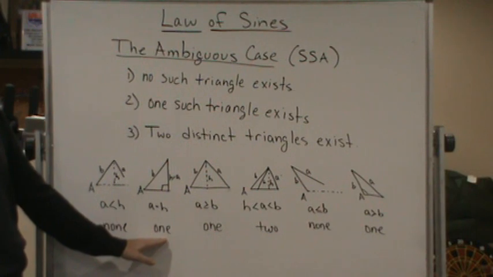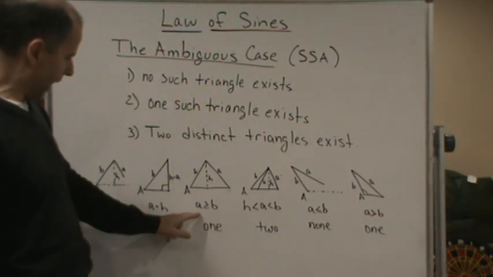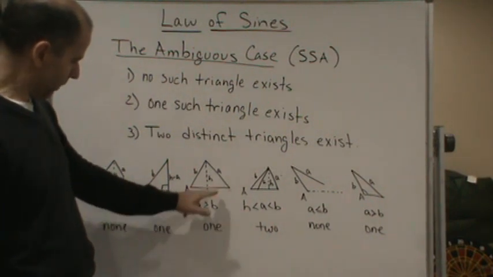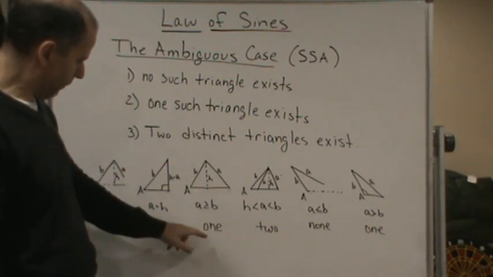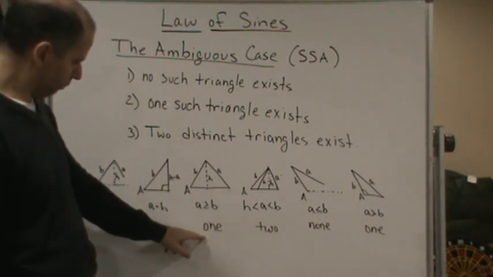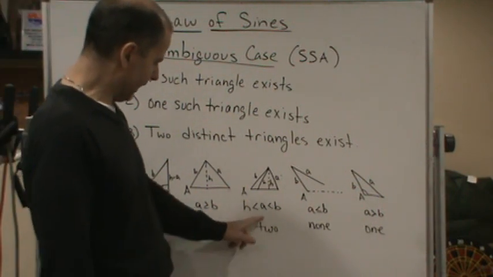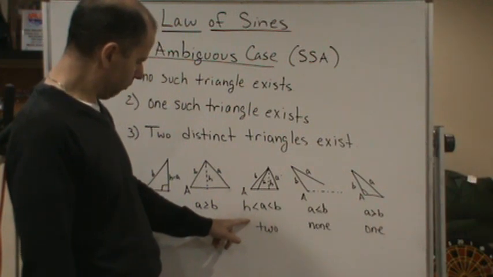So we've dealt with those, so we know about this situation. If A is greater than or equal to B, so A is bigger than this leg over here, then we'll have one triangle. But what if A is between B and H?